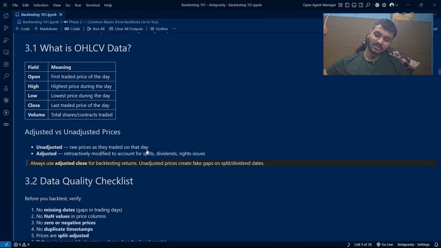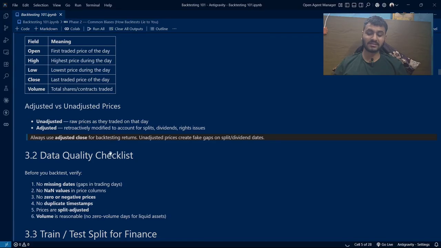So what do I mean by unadjusted prices? Raw prices as they were traded on that day. But adjusted prices are retroactively modified to account for splits, dividends, and rights issues. Always use adjusted close for backtesting returns. Unadjusted can create fake gaps on split dates.